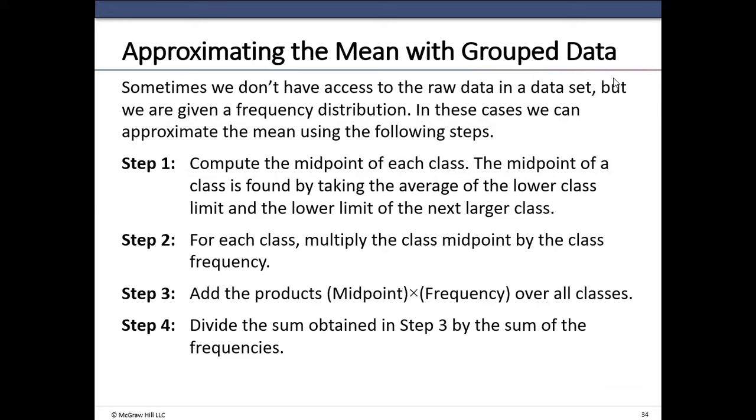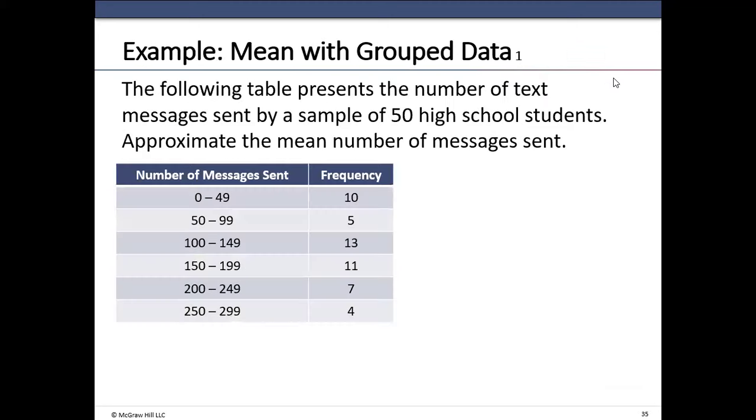So we have to compute the midpoint of each class. Remember, computing the midpoint is the lower class limit of the first class plus the lower class limit of the second class divided by 2 gives the midpoint of the first class. And repeat the process. Actually, each of the midpoints of the consecutive classes are separated by the class width, as you will see. So here is the data set.